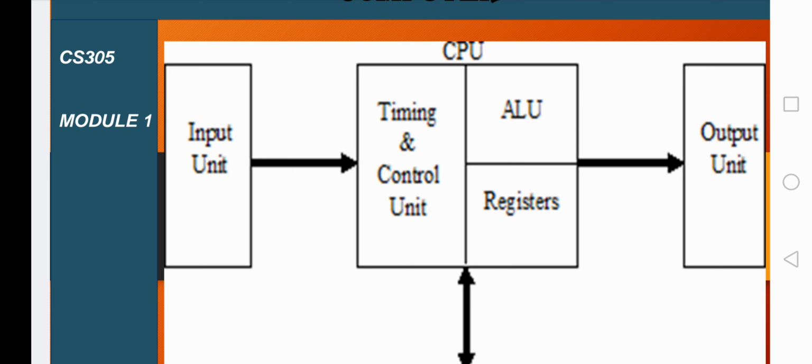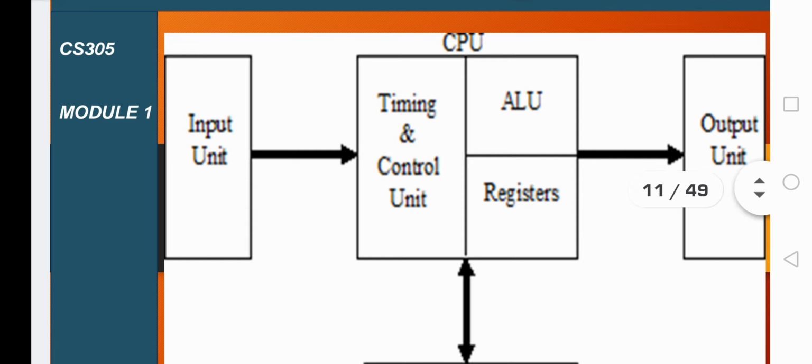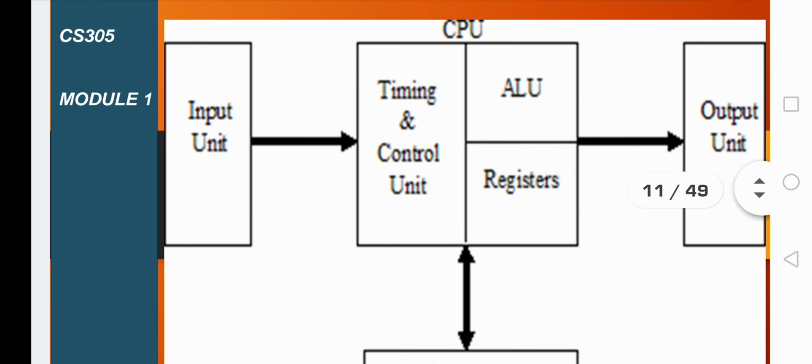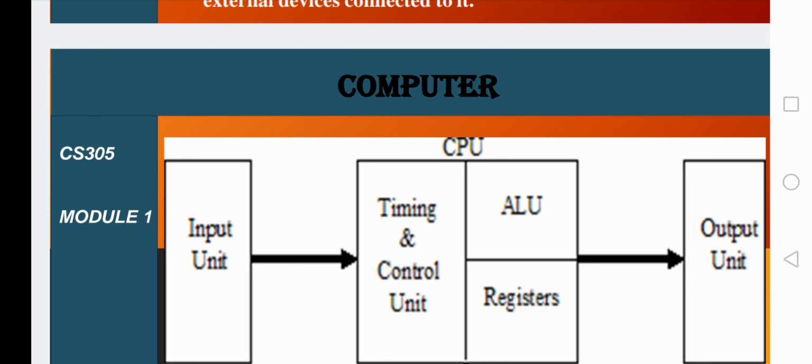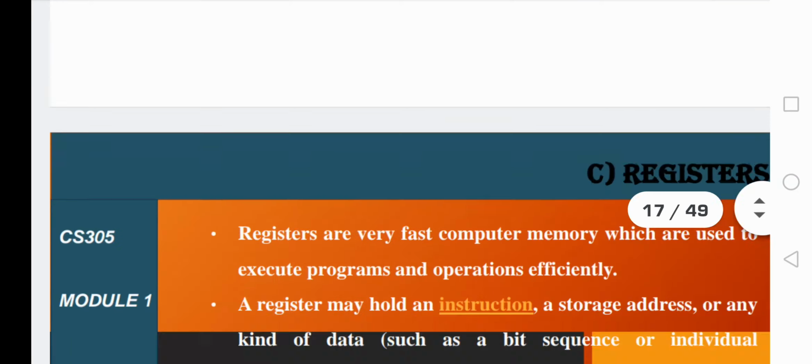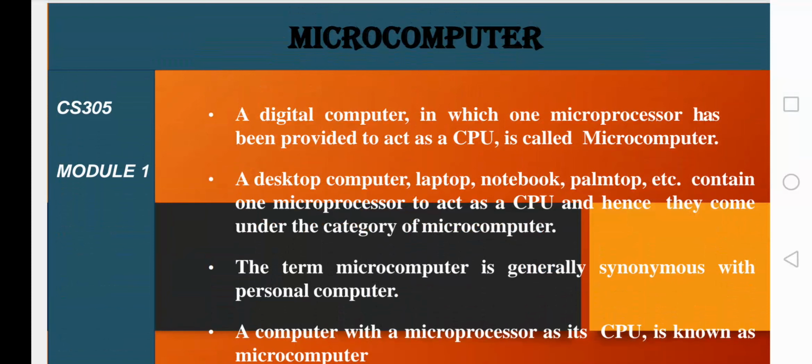The CPU is the microprocessor itself. So all those components present here can simply be called a microcomputer. If the CPU is a microprocessor itself, then the computer can be called a microcomputer. So now we are going to look at what a microcomputer is.